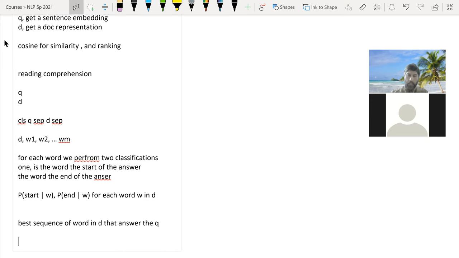If you do a kind of greedy search, you start with the word which has a maximum start probability, and then look for the word after that that has a maximum stop probability or end probability. So the words from this start to that end would then be the phrase or answer to this question. And of course, you will have to train this. So this is supervised. You need to have some training corpus where you have already labeled a start and end.